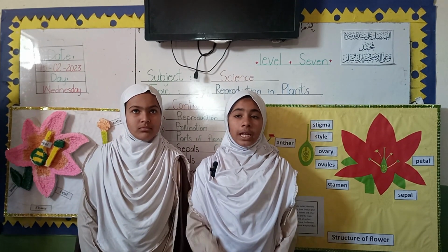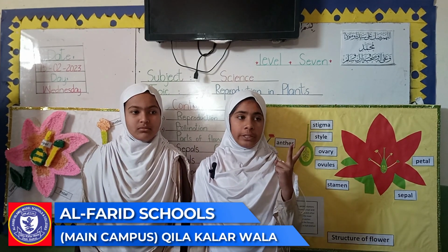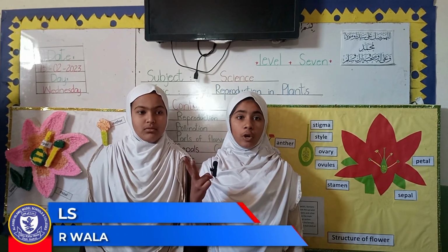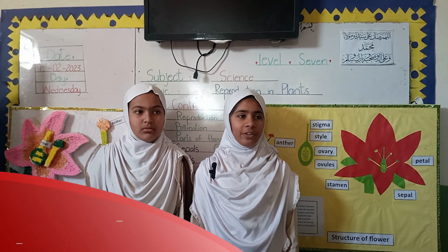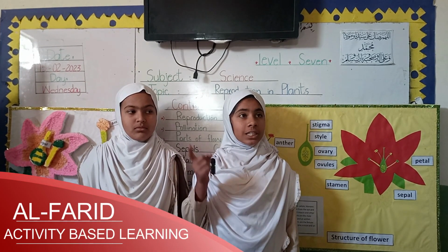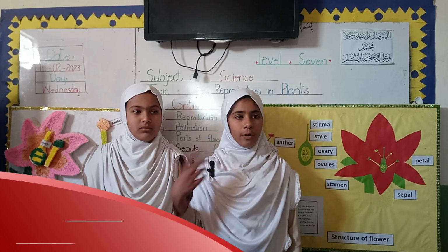Kinds of reproduction. There are two kinds of reproduction: asexual and sexual reproduction. In asexual reproduction, one parent is involved. In sexual reproduction, two parents are involved.